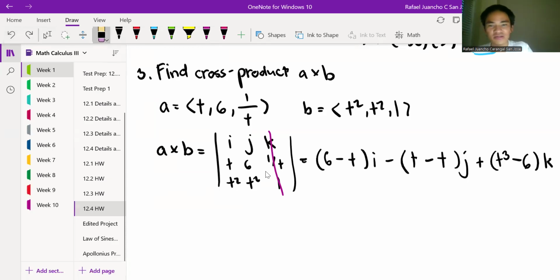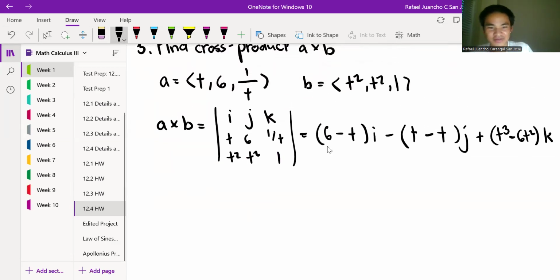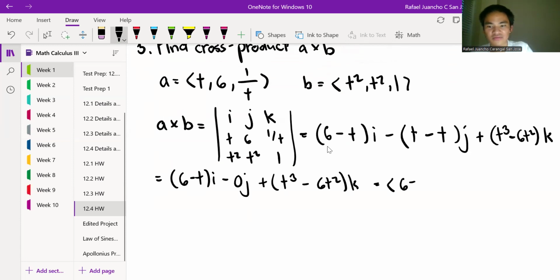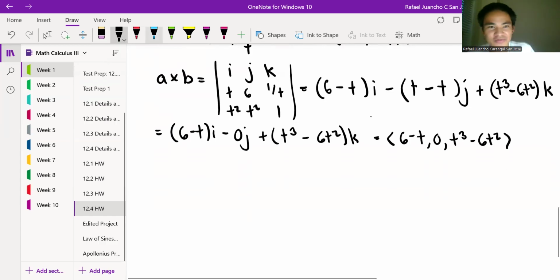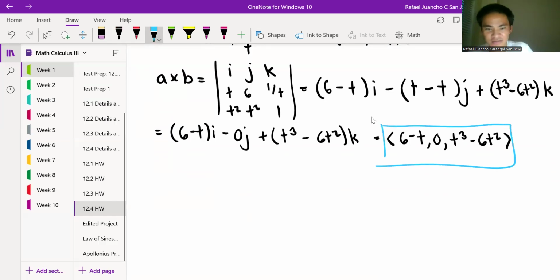I'm gonna be honest, it's quite easier to do this compared to numbers. At least for me, I prefer algebra over numbers. Okay, so now we can simplify this. So we'll still go with the 6 minus t i, minus 0j, plus t cubed minus 6t squared. And we make it into a vector. So 6 minus t, 0, t cubed minus 6t squared. Okay, I keep jumbling up my words. Now I have this vector there.